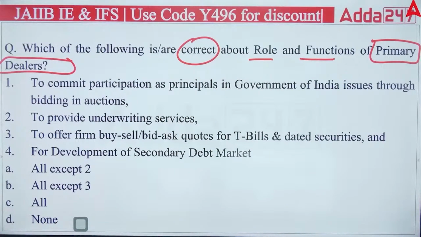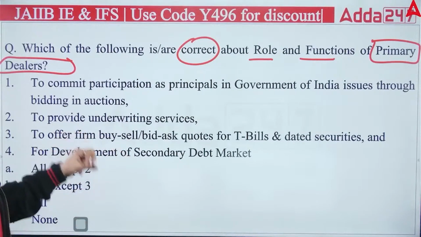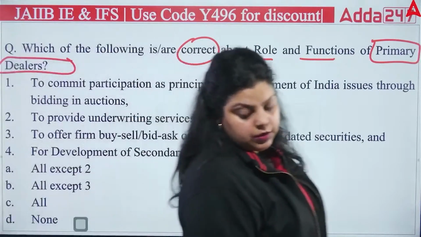Okay, so now you have to answer which of the following is correct. First is saying to commit participation as principals in Government of India issues through bidding in auction. Second, to provide underwriting services. Third, to offer firm buy, sell, bid, ask quotes for treasury bills and dated securities. And the fourth, for development of secondary debt market. And out of these four statements, you have to answer which of the following is correct. A, B, C or D? Which of the following is correct?